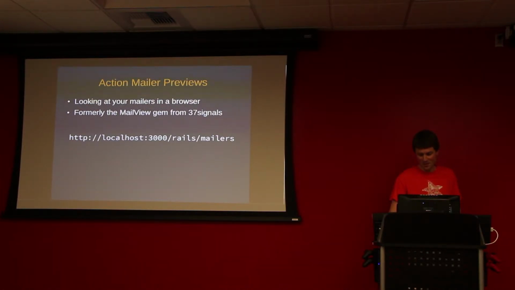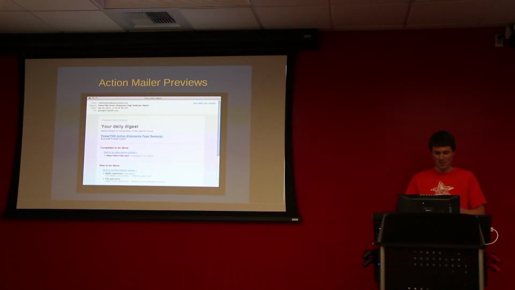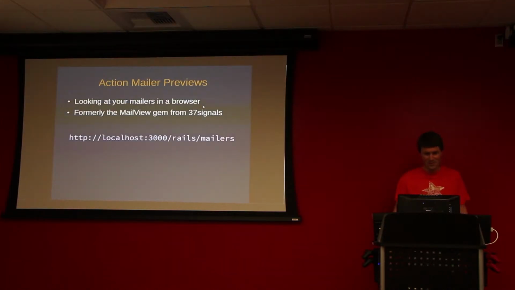Could be useful. Here's what it looks like when you see a mailer. It looks pretty much like an email client without anything more than the email you're looking at. There seems to be a link up here to the plain text version. Oh, and I should mention this was previously a gem called MailView, which people might have used, the 37signals thing, that is now incorporated into Rails. That seems to be a theme.